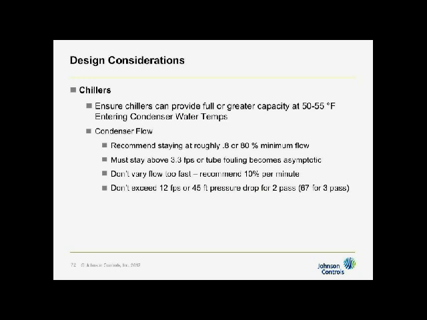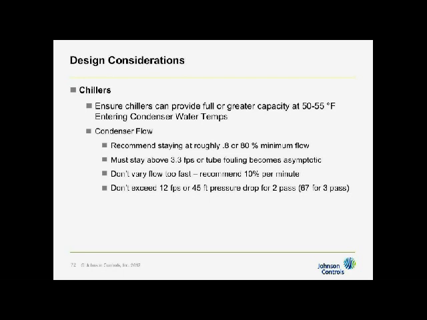On the condenser water flow, we still recommend staying roughly at 80%, go no lower than 80% of design flow minimum. And there's lots of reasons. We'll talk about that. It mainly affects the condenser. But also keep in mind, even though you're saving energy, you still are increasing your fouling along the way. So we must stay above 3.3 feet per second, or your tube fouling becomes asymptotic. At full flow, you have your standard fouling. The fouling will still increase as you reduce the flow, so you don't get everything for just reduced flow.